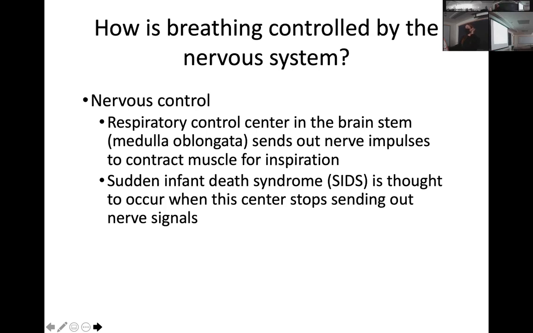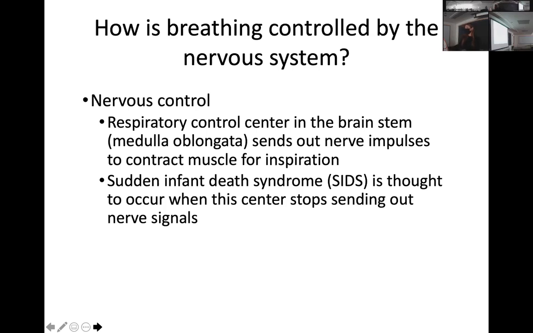Okay, so this sends out nerve impulses. The medulla oblongata is located on the bottom of your brainstem, right here. It sends these nerve impulses, which are electrical signals, and they cause the muscles to contract for inspiration. So they're telling the rest of your respiratory system, hey, contract, we're going to inhale now.